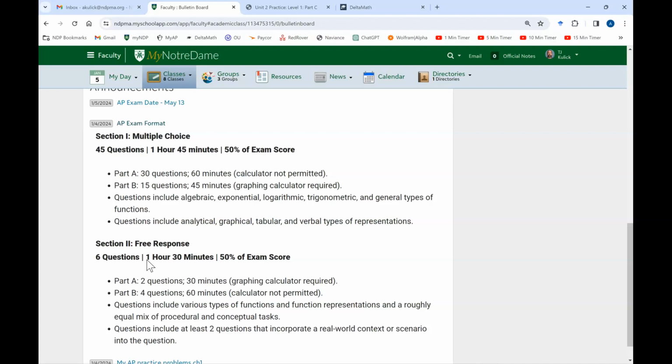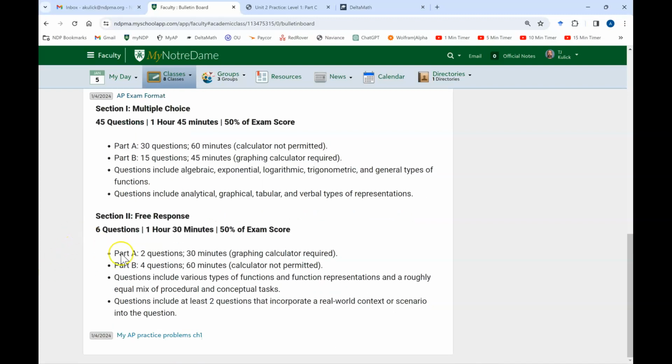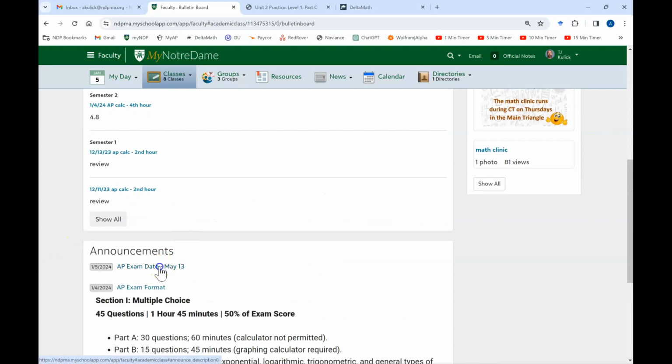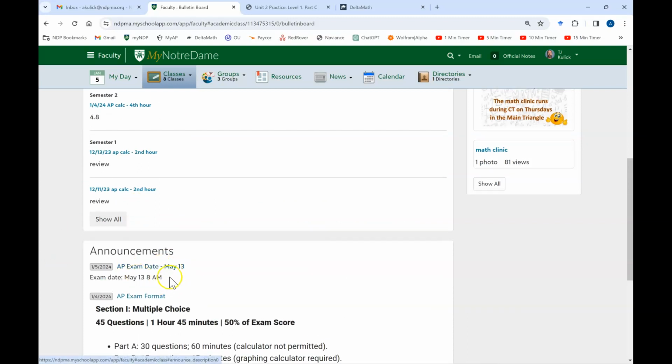And there's a break. There'll be a break in there. It's not straight through, but that's the format. And your exam date's a little bit later than it was last year. It's May 13th. Last year, I think it was on the 8th. Will we be graduating or not? But we'll be out of school. Yeah, you're out of school by then for sure.